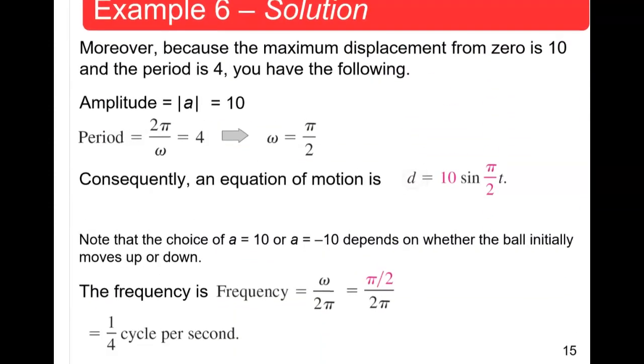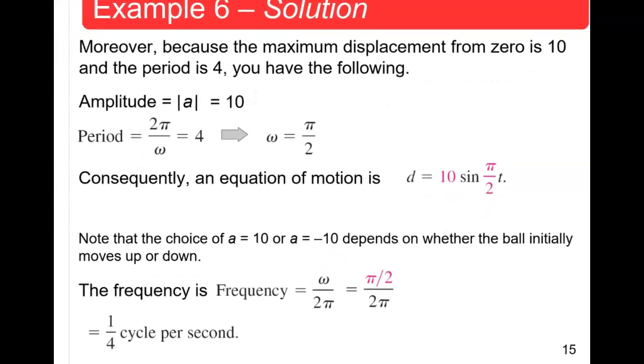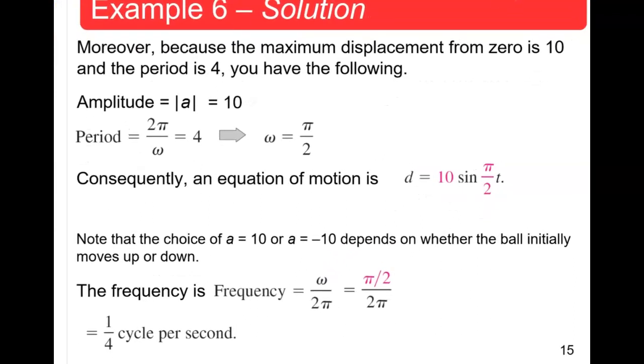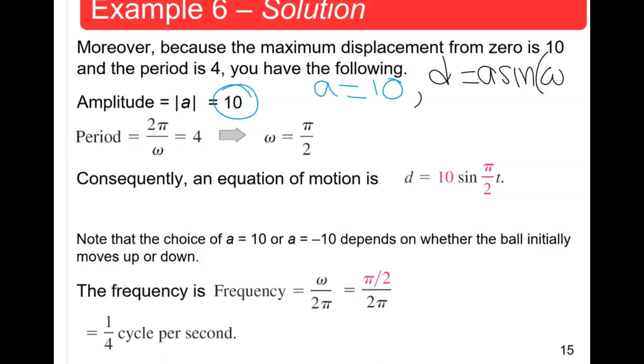Okay, so far we have that the amplitude is 10, and that will give us our coefficient of 10, which will be A. And let me just write here the form that we're going to use for our equation. It will be D equals A sine of omega t.